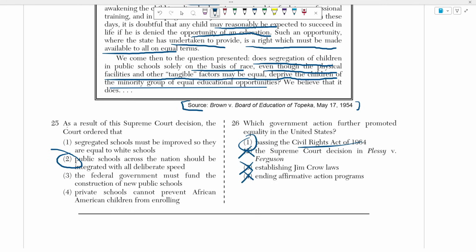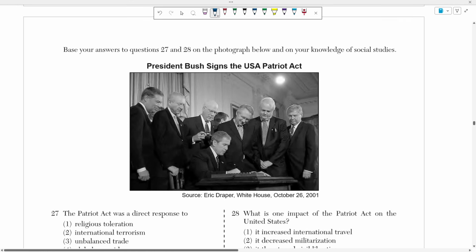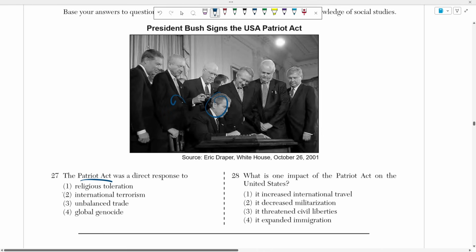So that's all. So here, this is a photo of the White House on October 26, 2001. So this is after 9/11. We see President Bush and other individuals signing what seems to be the Patriot Act, and it was a direct response to international terrorism, right? So following the attacks of September 11th, the Patriot Act was signed into action to detect and monitor possible harmful people that are residing within America, right?